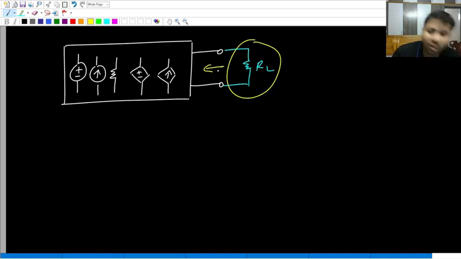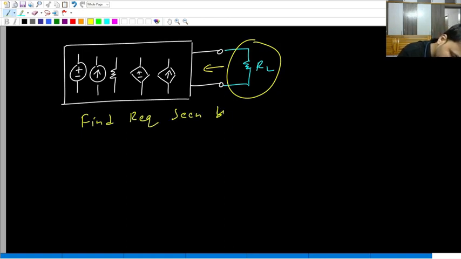This load will look in this direction. So when the load looks into this box or the network, the load will find some equivalent resistance. So what is the goal? It is to find R equivalent seen by RL. So when the load looks into this one port network, what is the equivalent resistance seen by the load? For that, the procedure is the following.